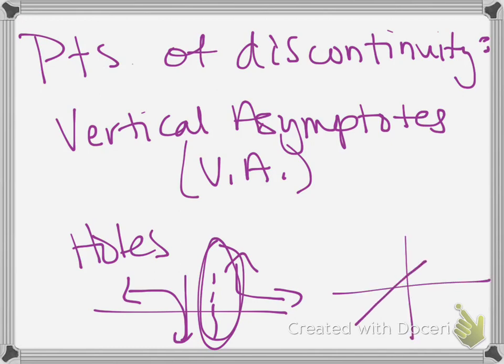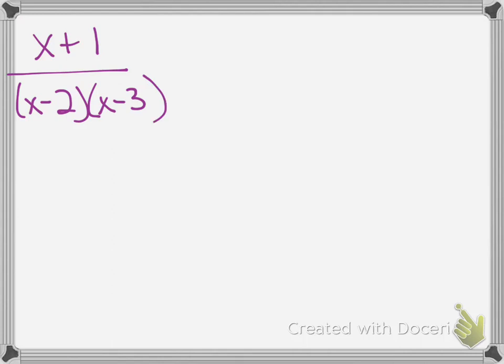Another thing is you could have a graph with a hole in it, where there's no data there. So that's a point of discontinuity. We're going to look at 3 different examples. One big thing is that you have to factor all the time whenever you're finding any points of discontinuity. I'm going to give them to you already factored, and that cuts down the time.